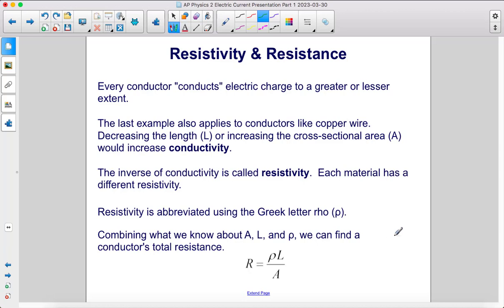The inverse of conductivity is called resistivity. Each material has a different resistivity. Resistivity is abbreviated using the Greek letter rho, the curly P. Combining what we know about area, length, and resistivity, we can find a conductor's total resistance. Resistivity times length divided by area gives you resistance.